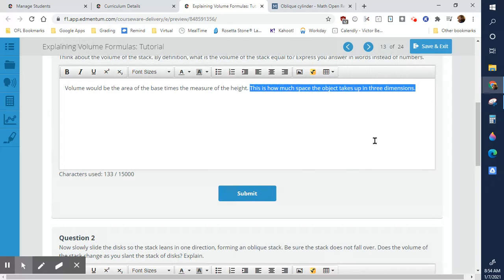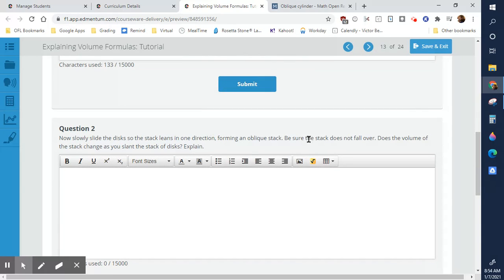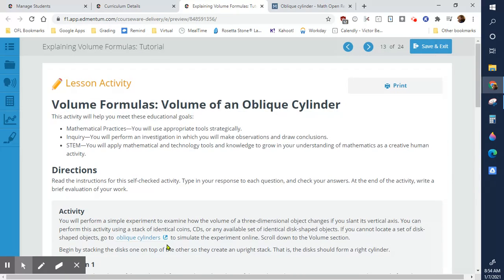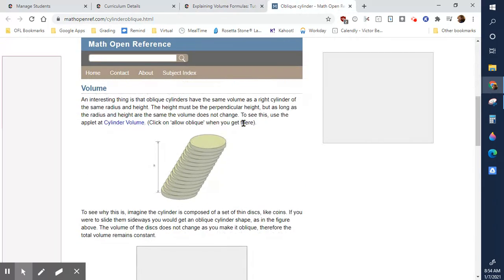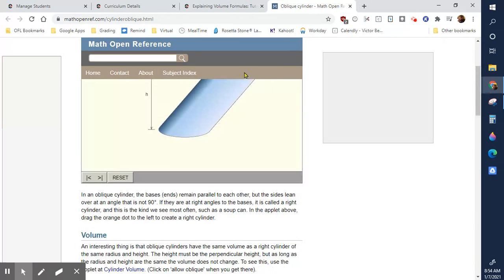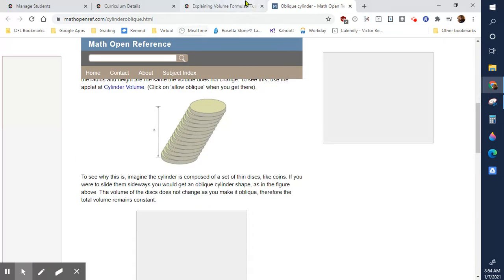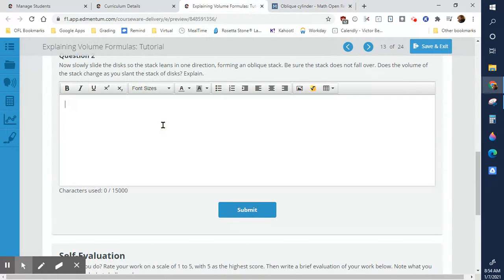Now slowly move the disk over and lean it oblique. Be sure that the stack does not fall over. So we're supposed to be doing this like in real life with coins. You can do that if you want. But here we can kind of see what's going on. Does the volume of the stack change? No, the volume, and I went over basically the whole activity beforehand, so that way it's a little bit easier to understand instead of doing this piece by piece. Doing it piece by piece makes it a little harder. So the volume does not change.